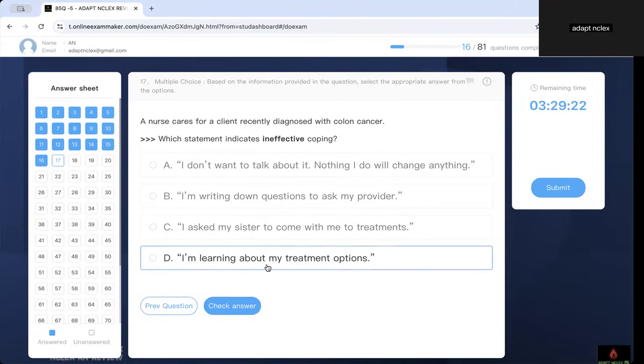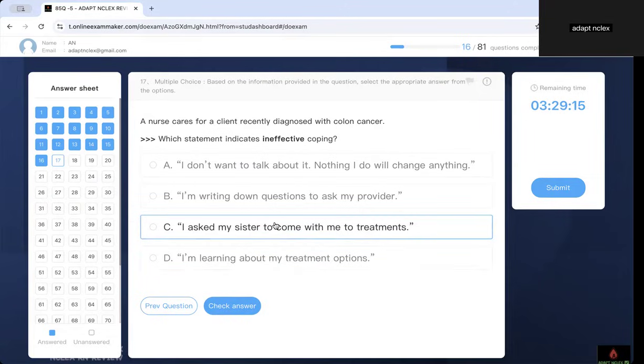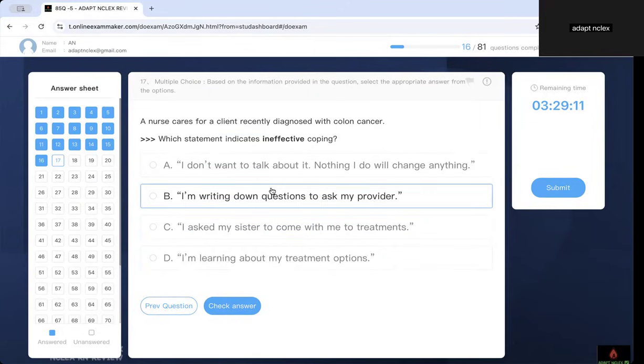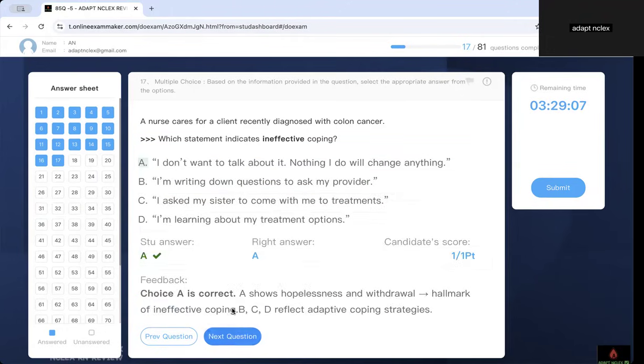Hey, if I'm learning about treatment options, I'm welcoming it. I've accepted it. My sister is coming with me. That's good. I'm writing everything down. That's great. If you don't want to talk about it, that is ineffective coping.